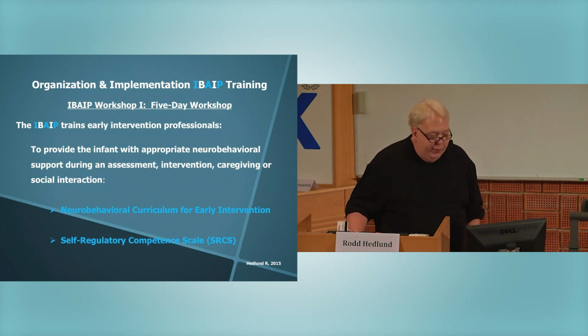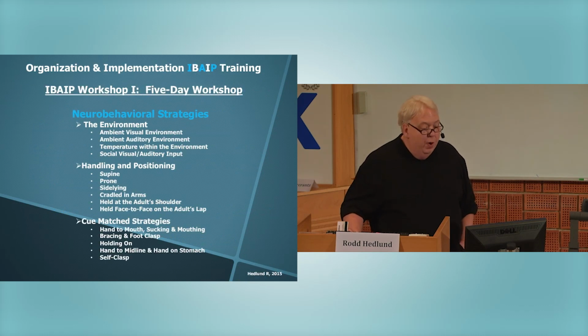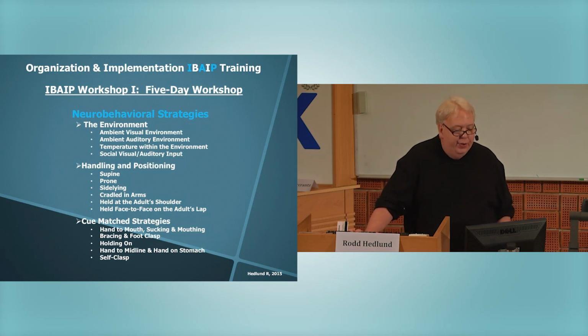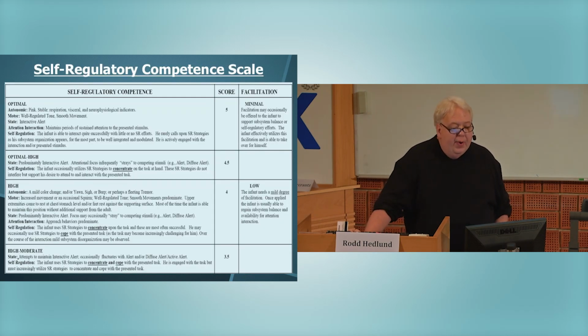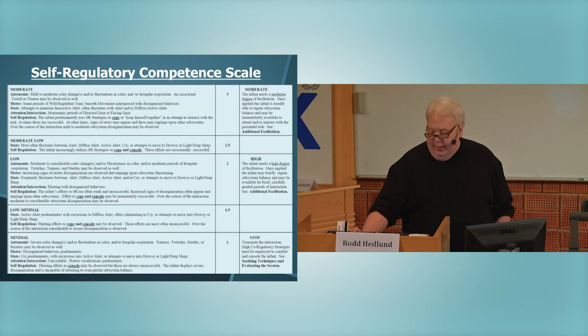These are drawn from the neurobehavioral curriculum for early intervention and also the self-regulatory competence scale. The neurobehavioral strategies from that curriculum are divided out into the environment, handling and positioning, and cue match strategies. The self-regulatory competence scale moves from optimal, high, moderate, low, minimal self-regulatory competence. This tool is used to help the interventionist identify where specifically in the neurobehavioral curriculum they should start drawing upon the strategies to support the infant during an intervention session.